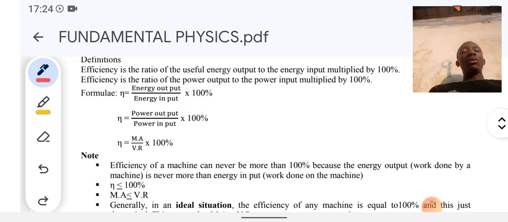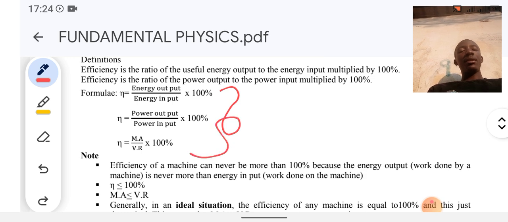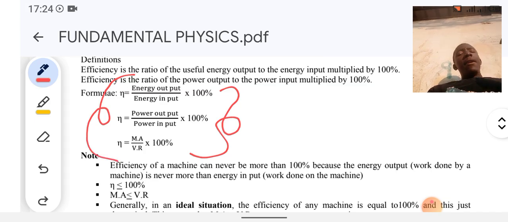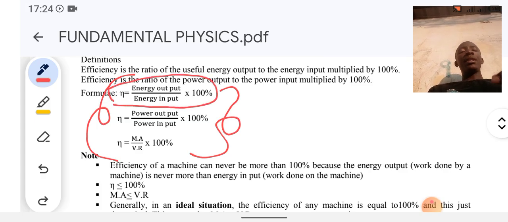Efficiency of a machine. So the first formula I can use is this one here, whereby you are given the energy output, you divide by the energy input. Of course, you multiply it by what? 100%.